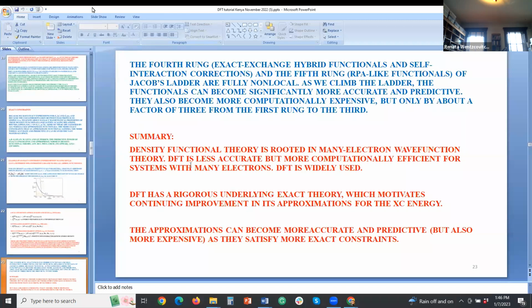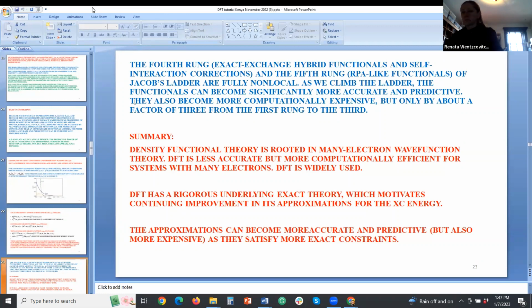So as we climb the ladder, the functionals can become significantly more accurate and predictive. More accurate because they have more ingredients, and more predictive if those ingredients are used to satisfy as many exact constraints as possible. The functionals also, of course, become more computationally expensive, but the increase in computational expense from the first to the third rung is only a factor of 3 or 5, something like that. It's not a big computational increase for a big increase in accuracy.